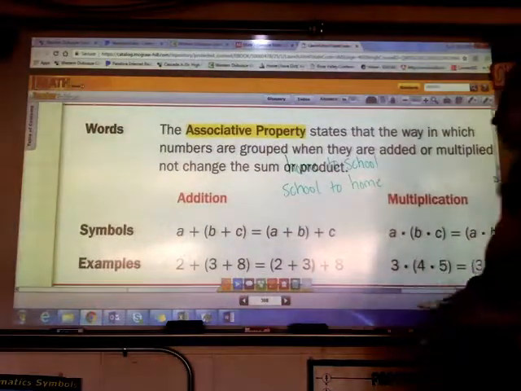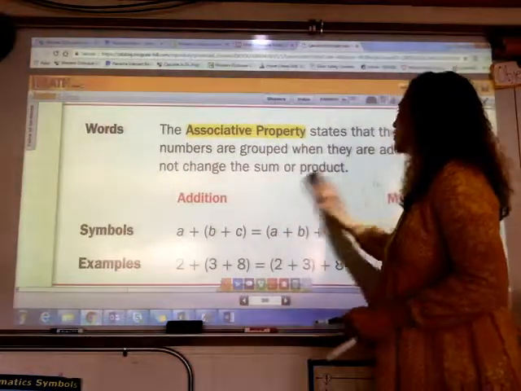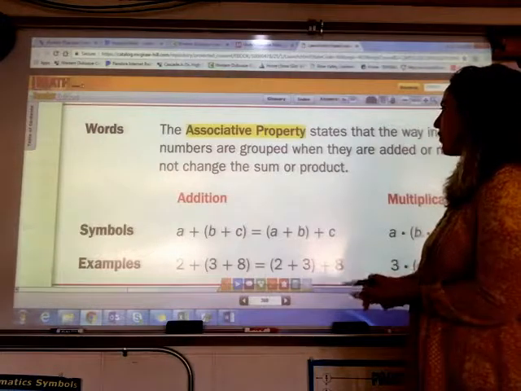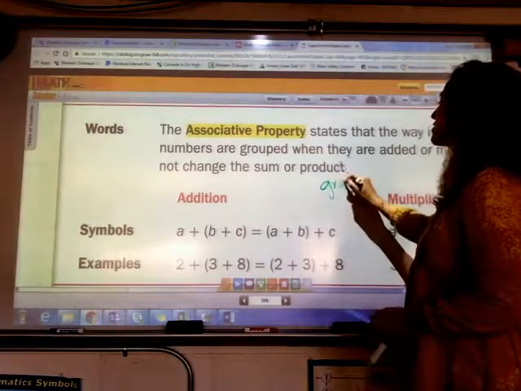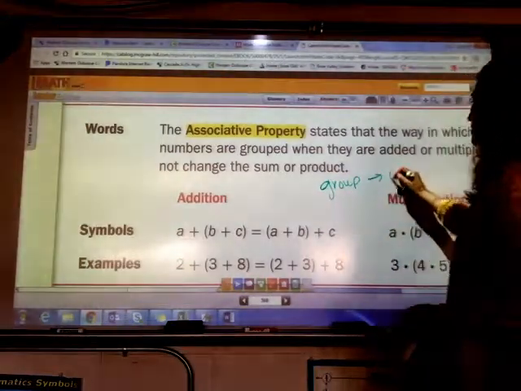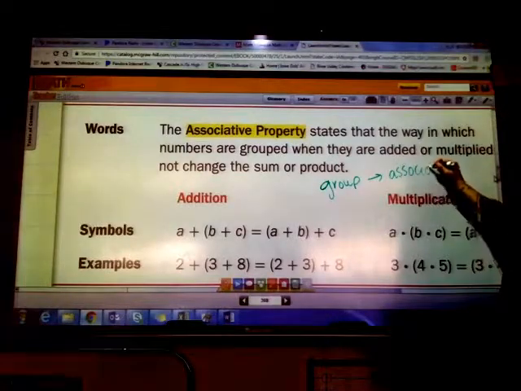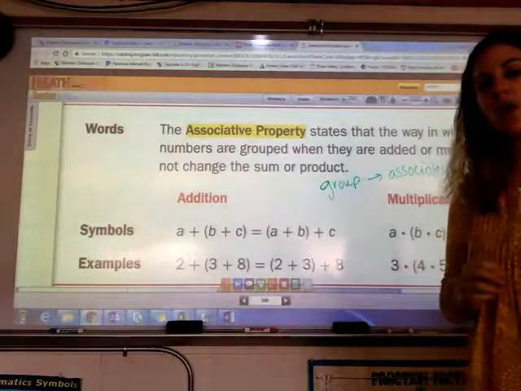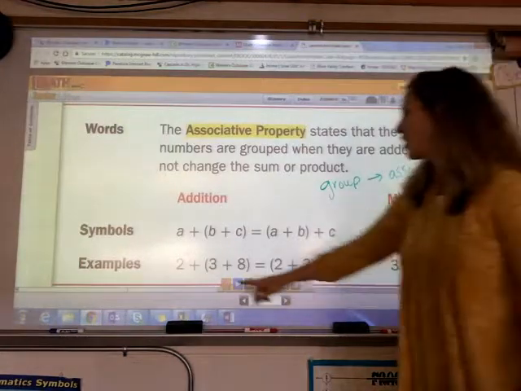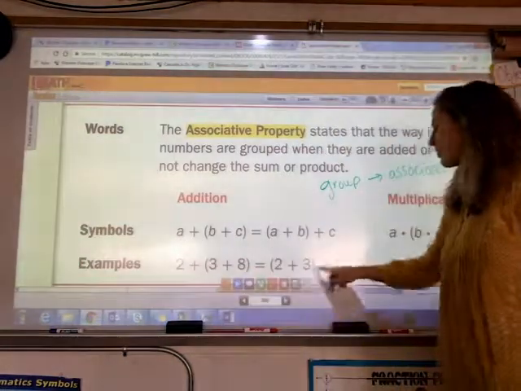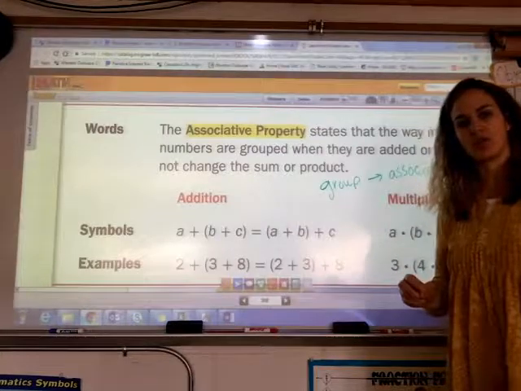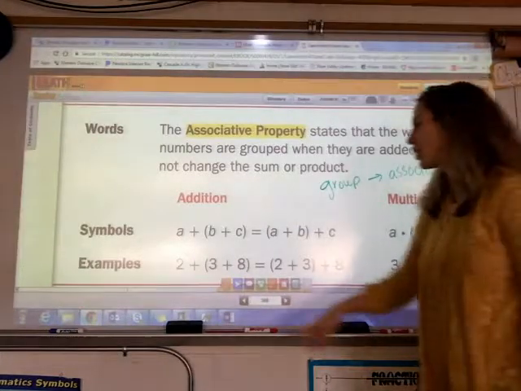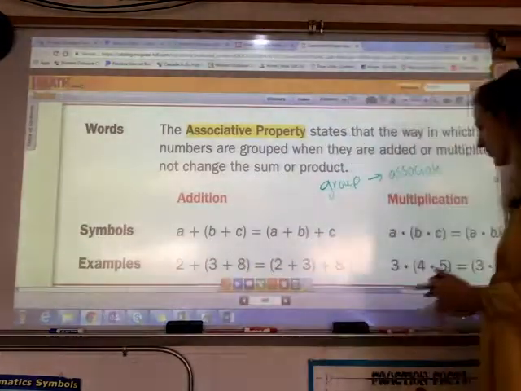Next one, associative property. Again, this is who you are grouping yourself with. Who do you associate with? So when we're thinking about associative property, you're changing the grouping. The order of your numbers does not change. You're going to notice 2, 3, 8, 2, 3, 8. The numbers do not change, and the order of the numbers does not change. What changes is your grouping symbols.